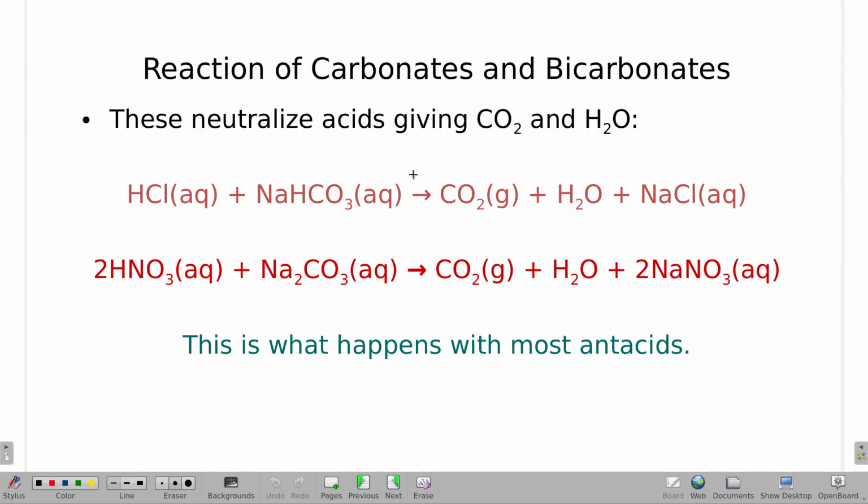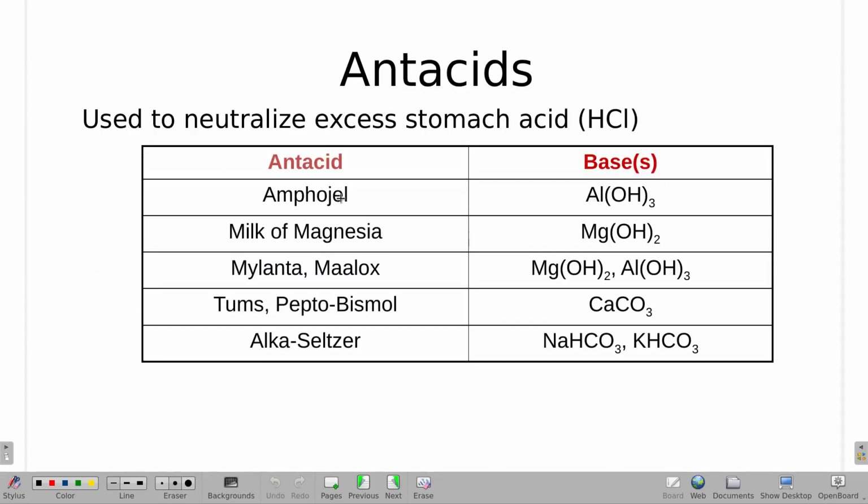But the CO2, as it's being produced, is actually turning the excess acid into water. So it is neutralizing the acids. But it's much funner to do this with, like, baking soda, so pour some acid on baking soda and get the nice little science fair project volcano going. Alright, other antacids, many of them are hydroxides or carbonates. They're just playing around with the solubility.